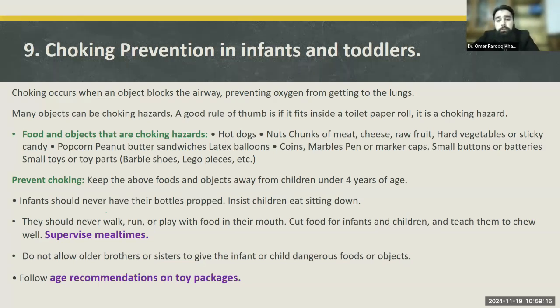Coins, marbles, pens or marker caps, small buttons or small batteries, small toys or toy parts, Barbie shoes, Lego pieces, etc. All of these things are choking hazards. So you should take care if there are small toys or small pieces of eating material within the reach of your baby. An adult should be there to supervise. First of all, you do not give such things to the baby, because they may choke the baby anytime.